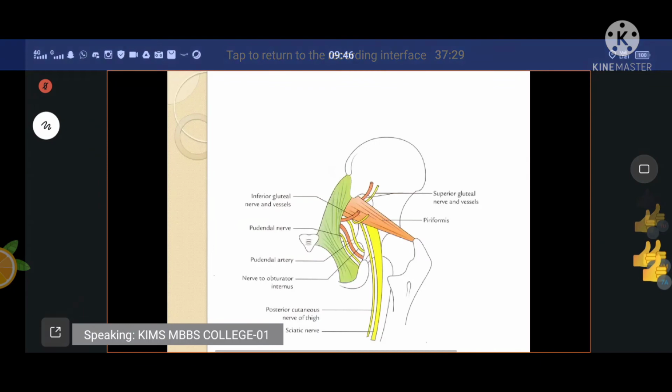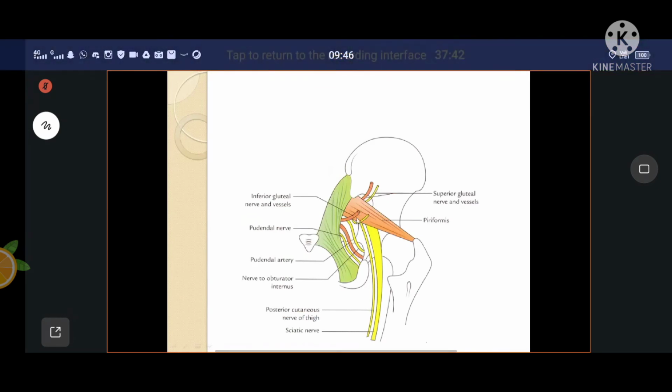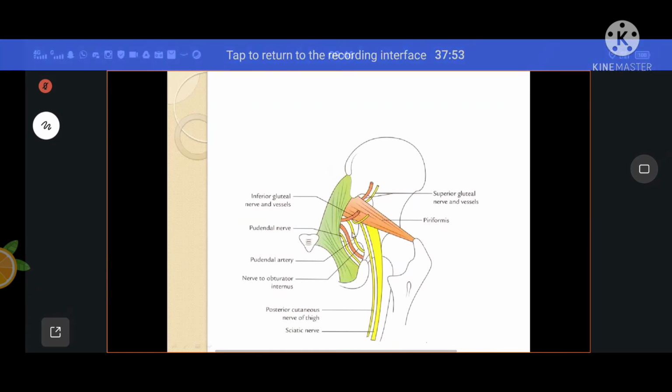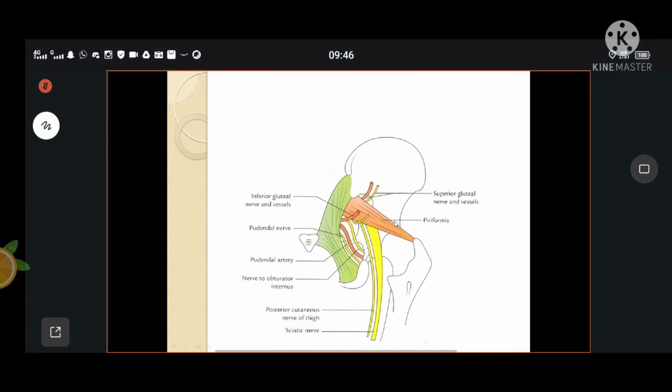So again, the same diagram which is here. The structures above the piriformis are named superior gluteal nerve and superior gluteal artery, since they are above the piriformis. And these are below the piriformis, that is why they are called inferior gluteal artery and inferior gluteal nerve. And the structures are the pudendal nerve, the internal pudendal artery, and the nerve to obturator internus. And the thickest nerve is the sciatic nerve. And medial to it is the posterior femoral cutaneous nerve of thigh. And behind it will be the nerve to quadratus femoris. Right?